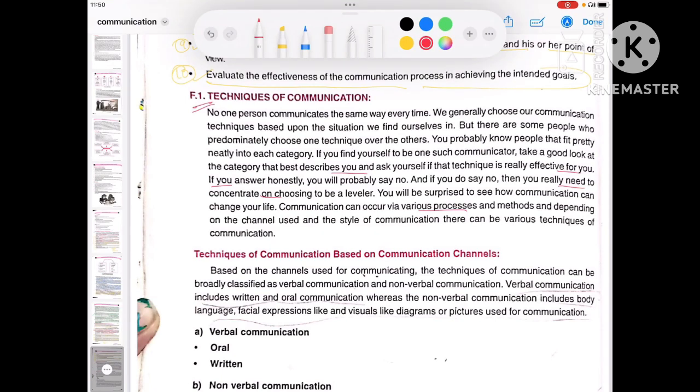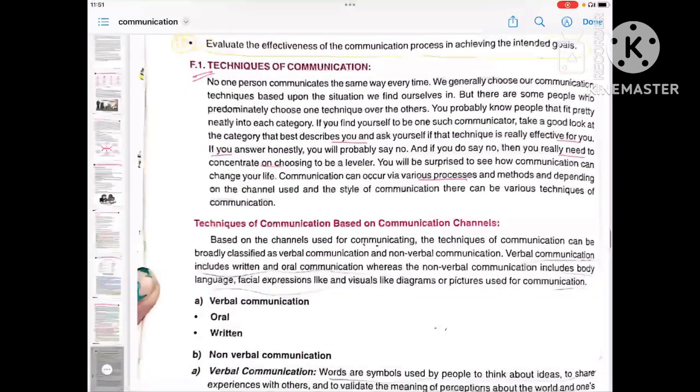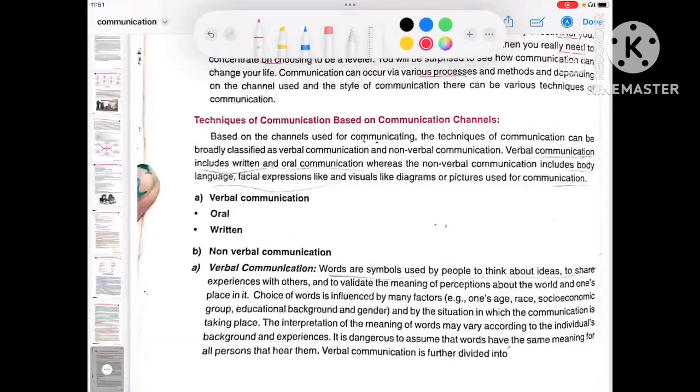So we have different kinds of techniques to communicate. It's not only verbal; we can say verbal and non-verbal. Let's see the techniques here. Based upon the channels used for communicating, communication can be broadly classified into verbal communication and non-verbal communication. What do you mean by verbal communication?